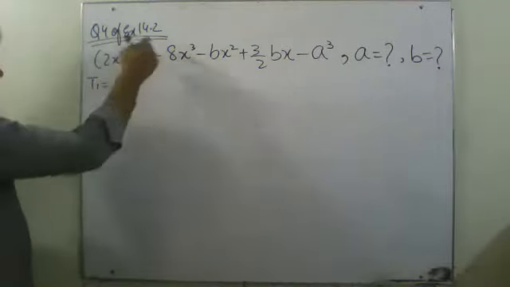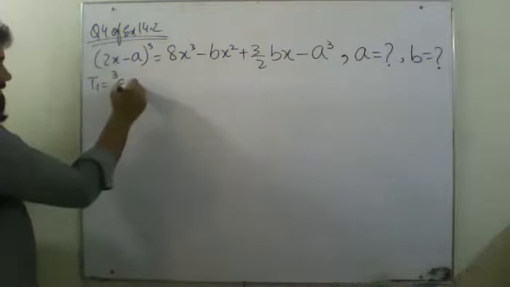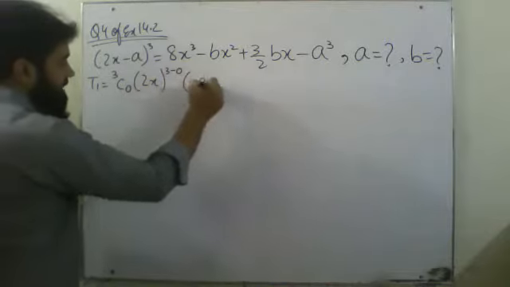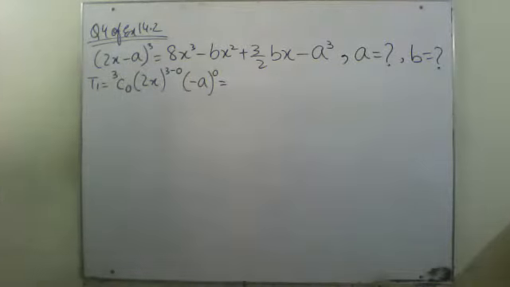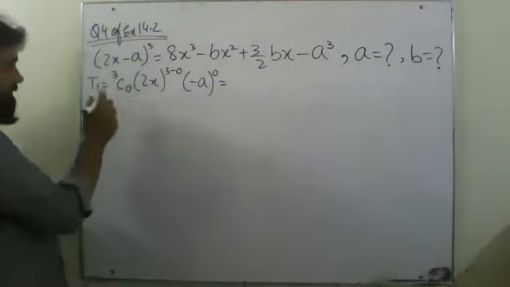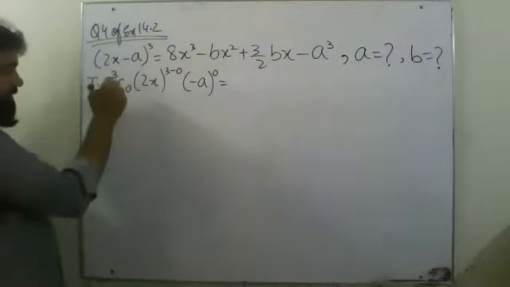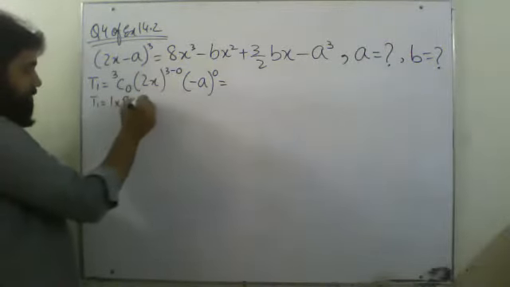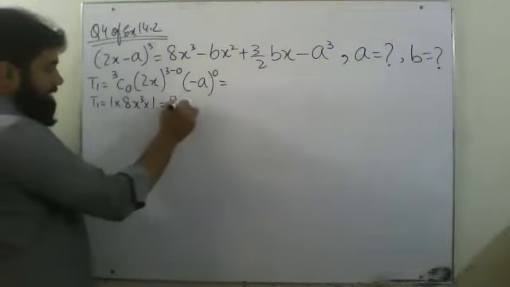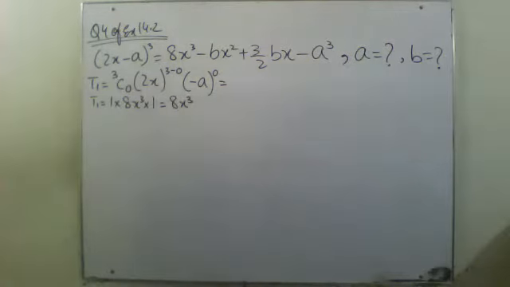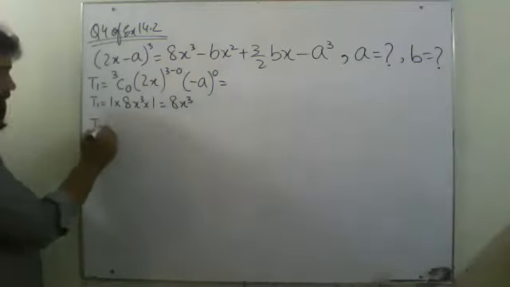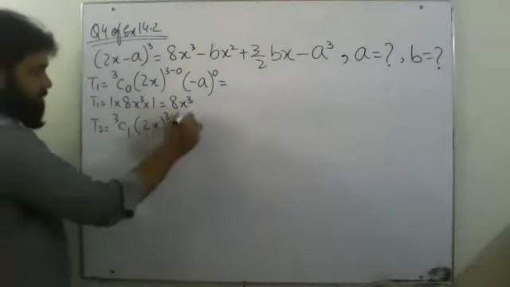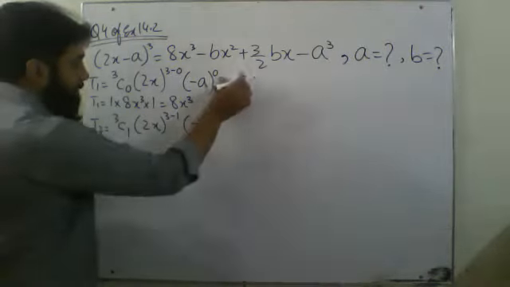T1, what will that be? 3C0, (2x) to the power 3 minus 0, times (minus a) to the power 0. 3C0 will be 1, so T1 is 8x cube into 1. Final answer will be 8x cube. Now T2: 3C1, (2x) to the power 3 minus 1, times (minus a) to the power 1.